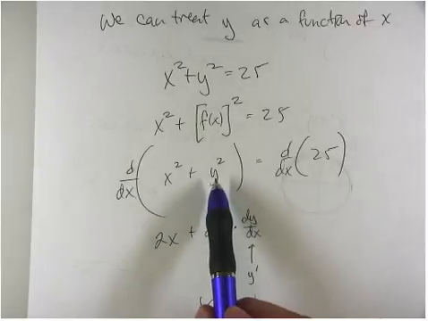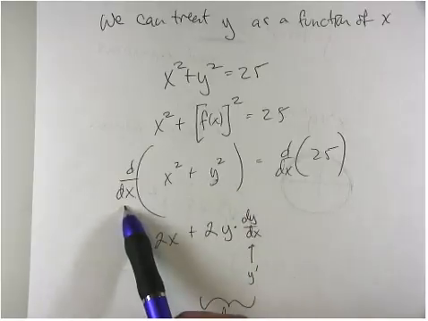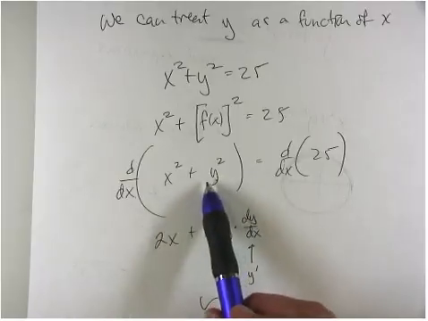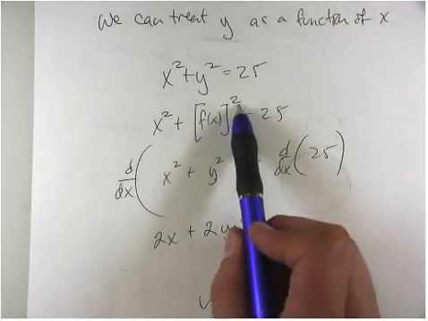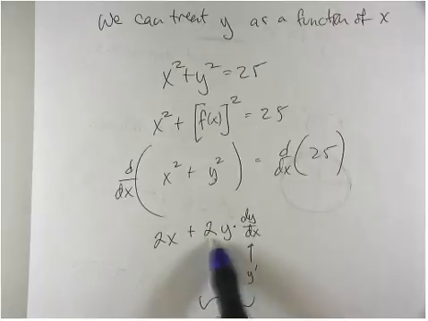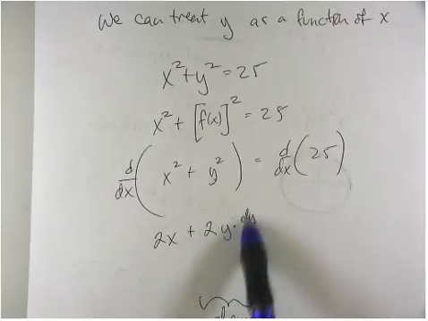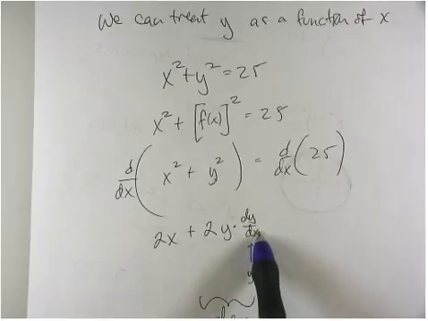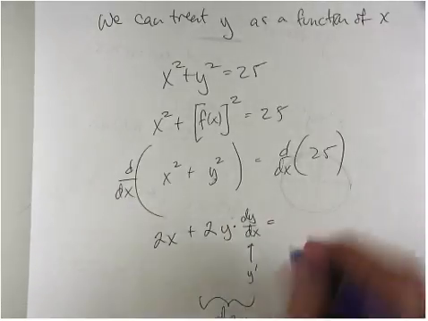I want to know, how is this thing changing as x changes? Well, y isn't an x. So I'm going to treat y like it's a big complicated mess in terms of x, and take its derivative. So the power comes down, the inside stays the same. I reduce the power by 1. But then I have to multiply by the derivative of that thing using the chain rule. And then what's the derivative of 25? That's 0.